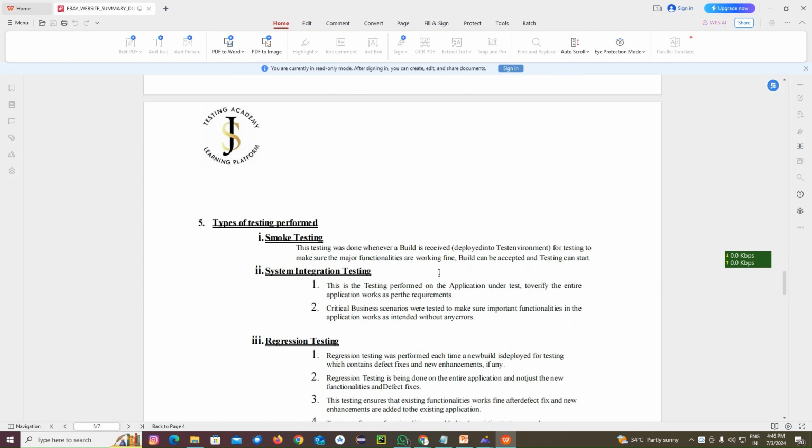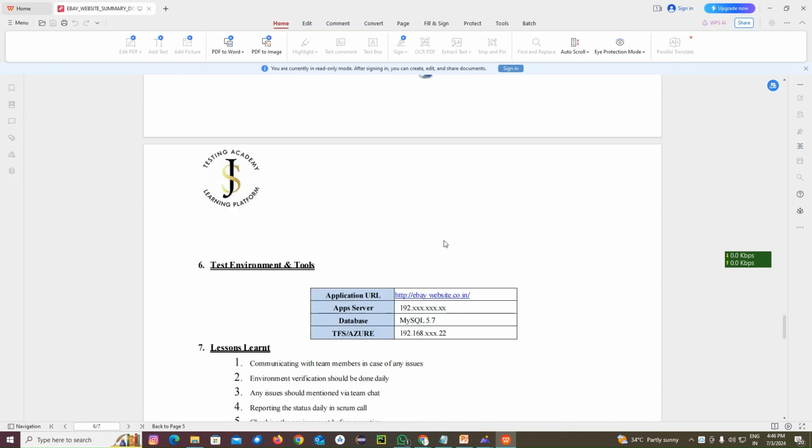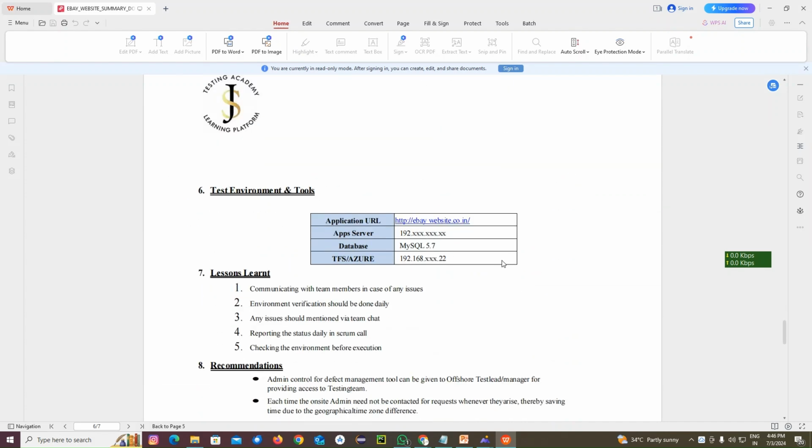And what are the types of testing you performed? I did smoke testing, system integration testing, regression testing, and what environment I tested in. That will be clearly mentioned in your test summary document. What database, what server, what hardware, what IDE, what language, user credentials for login. All these things will be clearly mentioned.